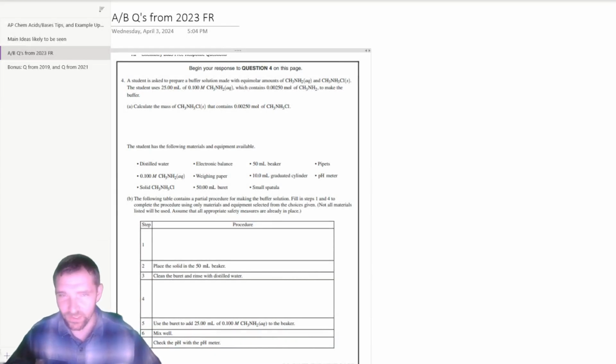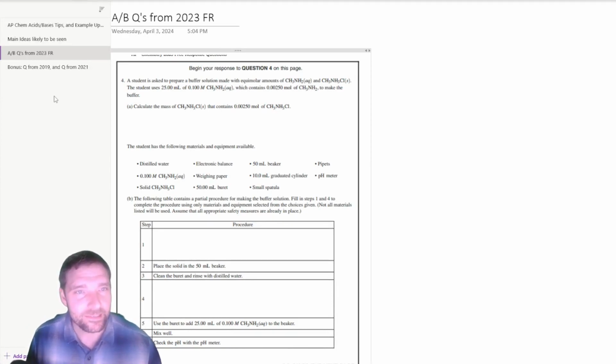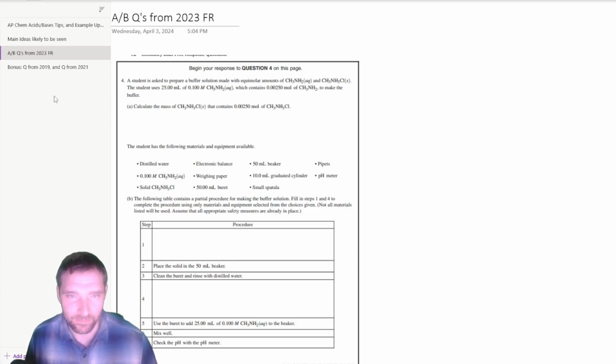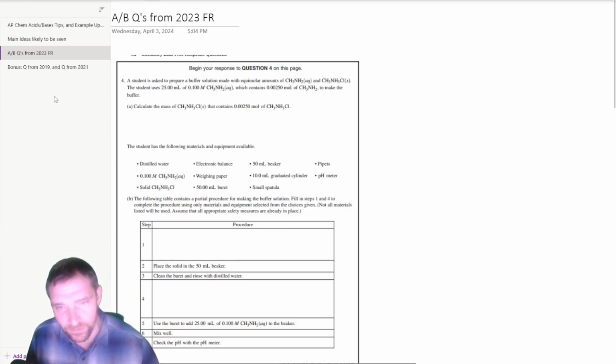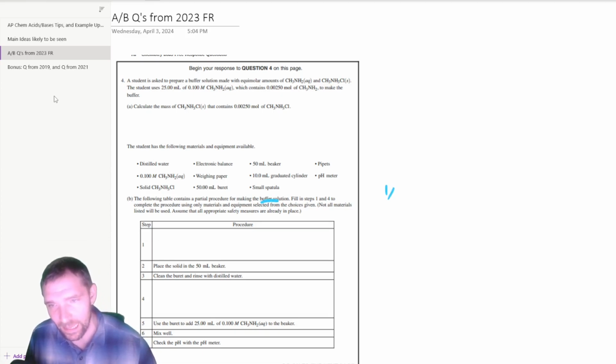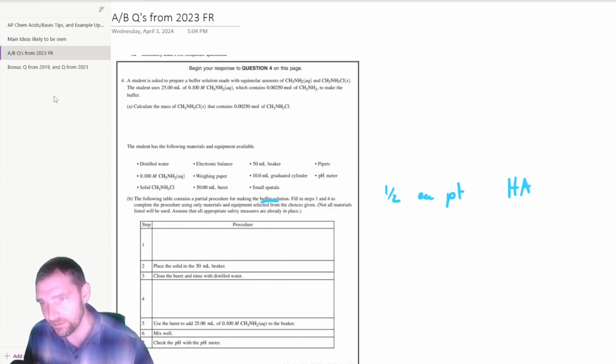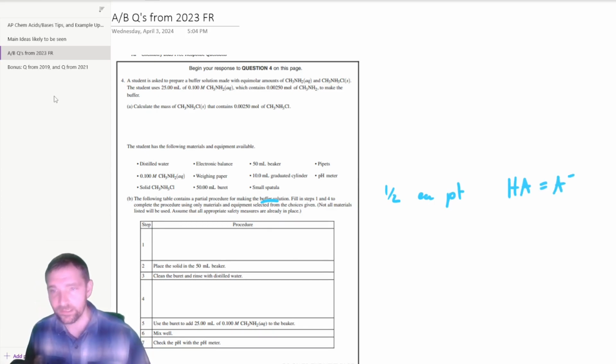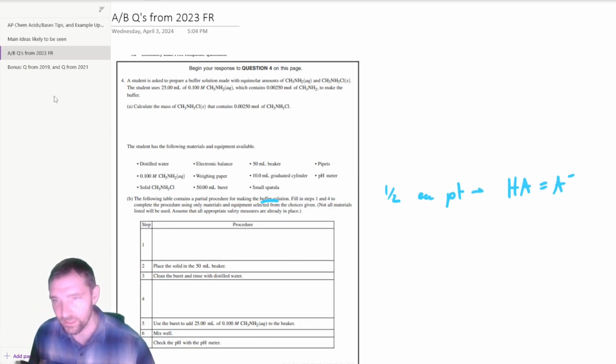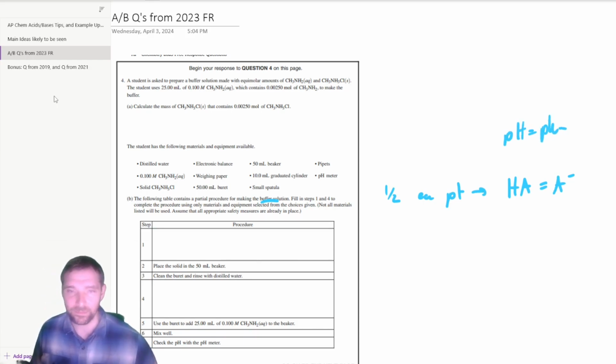While this question appears a bit different than other ones that we've talked about in the past, it is very important to recognize that they're talking about making a good buffer. So this is the ideal buffer solution. We're at a half equivalence point, in other words, the amount of HA is equal to A minus. Knowing that, or that the pH is equal to the pKa, might be relevant here.